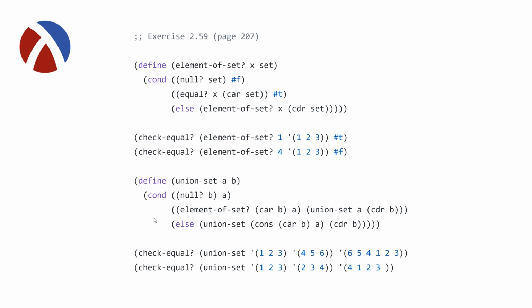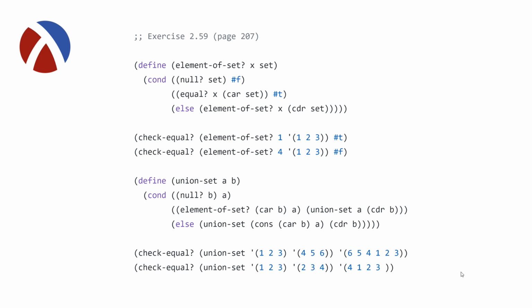Otherwise, once again, make a recursive call to union set, cons the first element of B onto A, and then cdr down B. So the only differences between intersection and union are whether we're looking if elements are in both or in one. And then we have the same pattern in both the consequent and alternative clauses of our conditional expression: in the last two clauses, we're recursing down our respective function and then cdring down one of the sets.